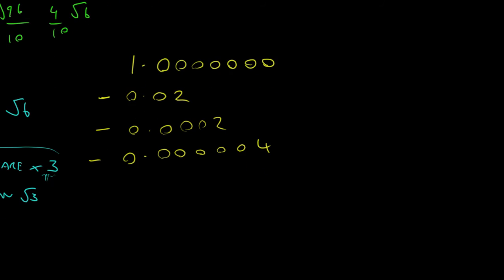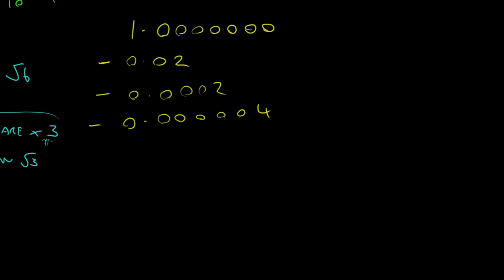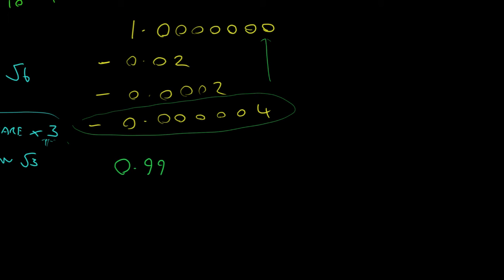So which one to do first? It's up to you. Really, it doesn't make a difference. I guess if we took this one away first, it makes the most sense, right? Because this would leave us an expression of 0.9999. Yep, let's count the zeros.